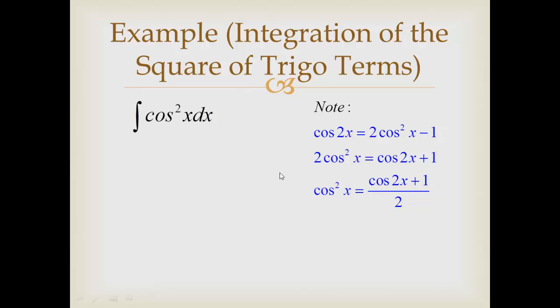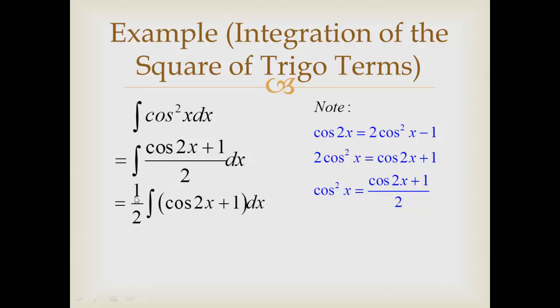So in this case, we can see that though cos square x is non-integrable, we can replace it by an integrable term. So that's what we have done. We have done a substitution using the double angle formula. And now there's a half here, which is a constant, and I can take the constant out of the integration sign, giving me the integration of open bracket cos 2x plus 1 close bracket dx.